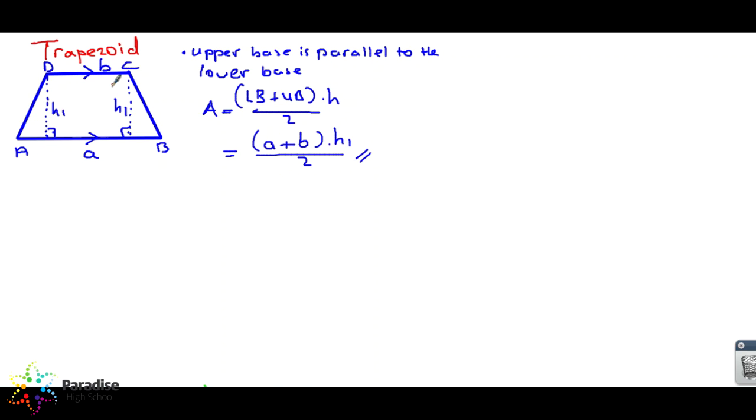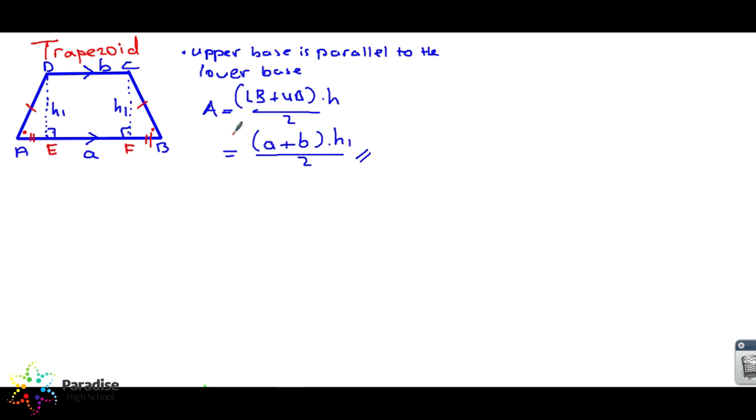There is a special trapezium. It is called an isosceles trapezium. In an isosceles trapezium, you have these two sides equal. If these two sides are equal, this is an isosceles trapezium. Let's say this is E and this is F, so AE must be equal to FB. This angle must be equal to this angle. That's called an isosceles trapezoid. The formula for area is the same.